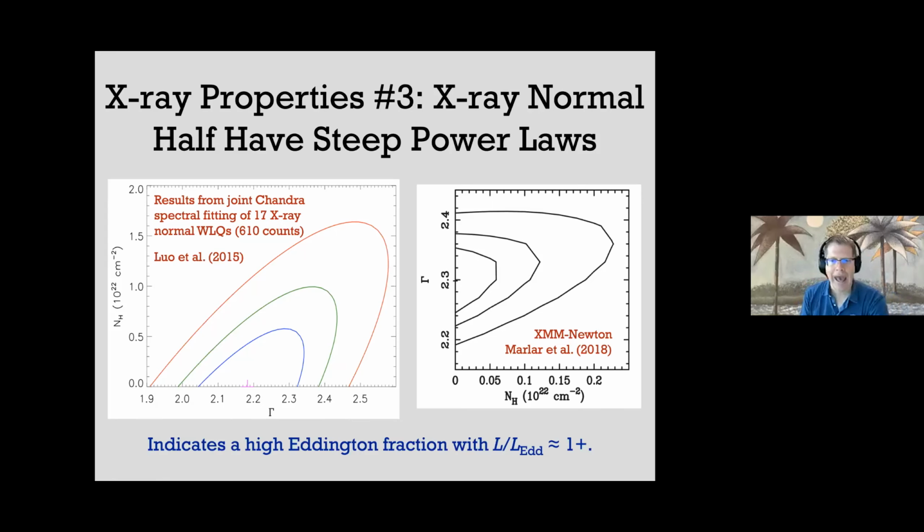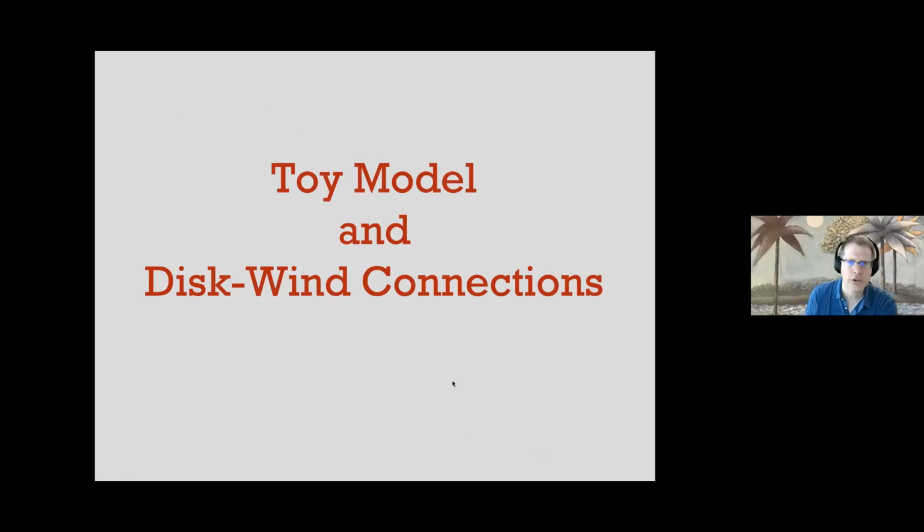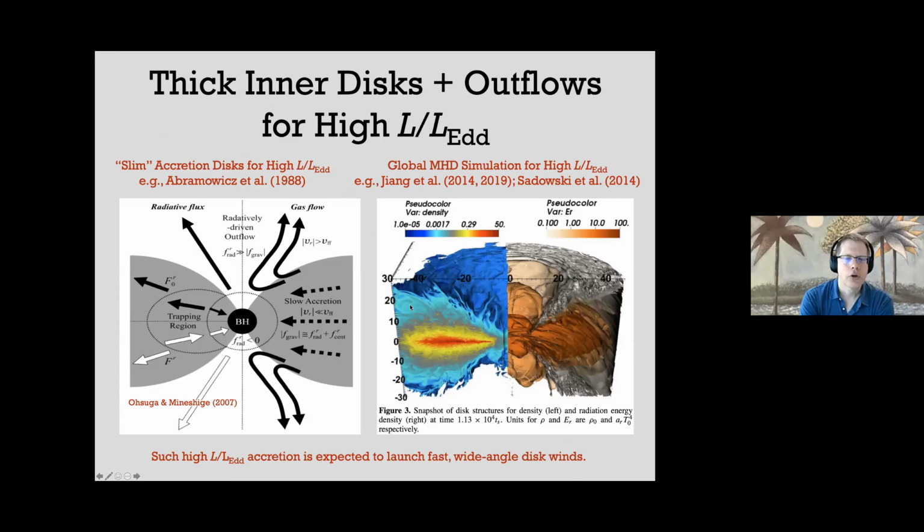So those are the observed facts, and all those observed facts have led us to a toy model that I want to describe, and I will then also highlight the disk wind connections to all of this. So in terms of the high Eddington ratios, well, high Eddington ratios are expected generally to lead to thick inner accretion disks. And here are 2 examples of papers. Of course, there are the long-known slim accretion disks, and now people are performing quite sophisticated global magnetohydrodynamical simulations, and they generally find that the accretion disk becomes quite thick when you run a system at a high Eddington ratio.